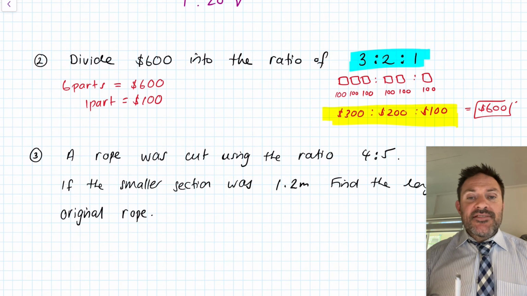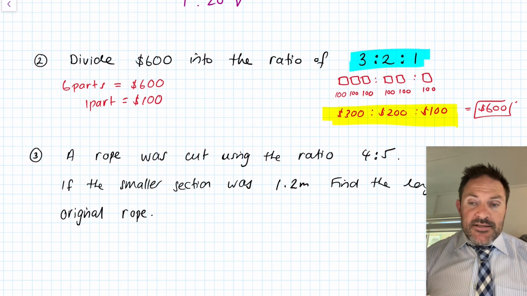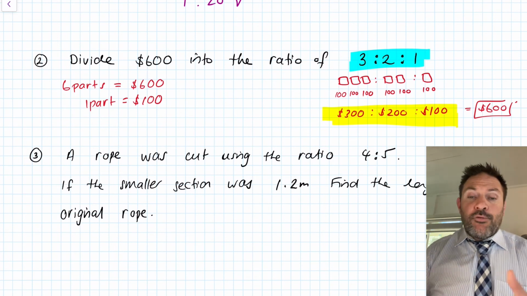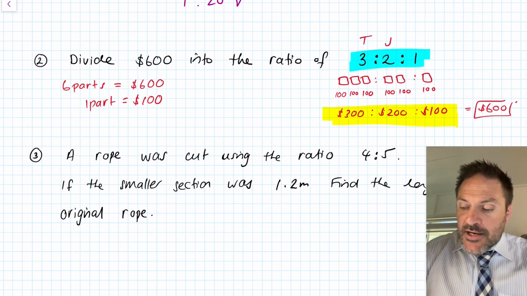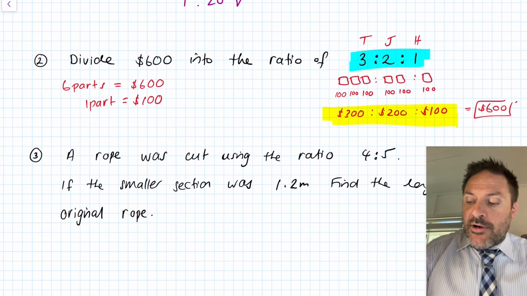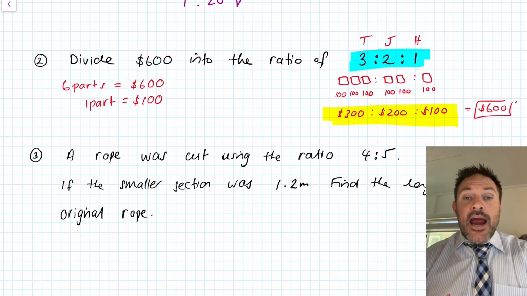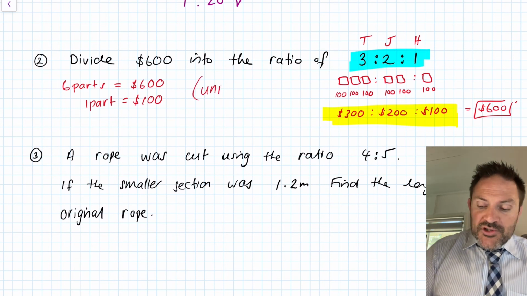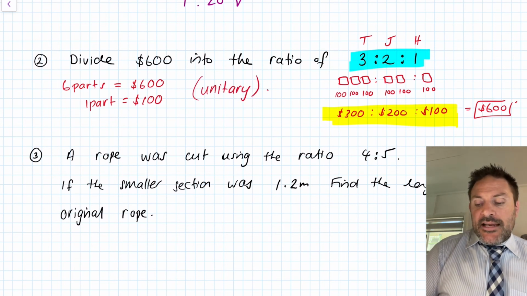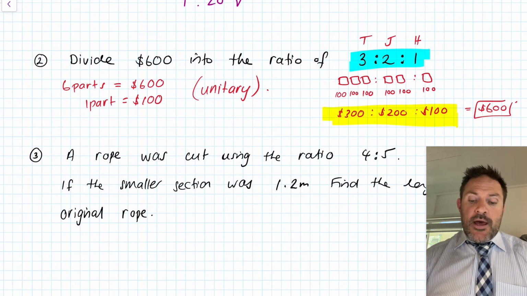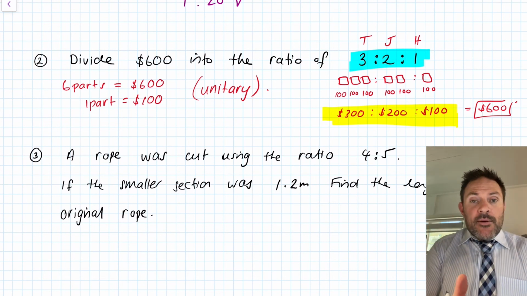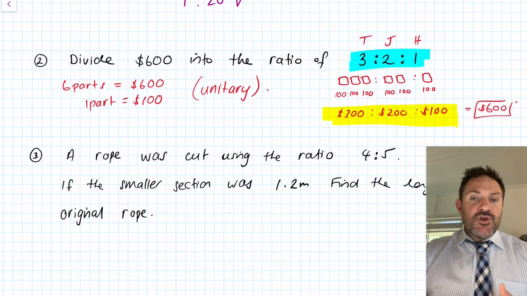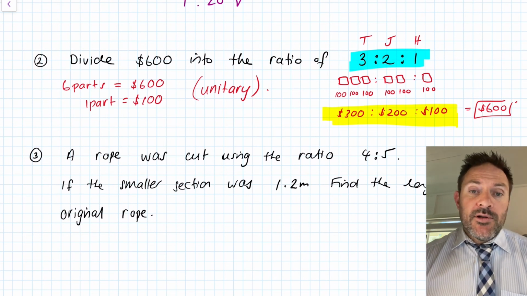Now, it might have said, what is the smallest amount, okay, which would be $100. What is the biggest amount? $300. They might give you names, Tom, Joe, and Harry, and they might ask how much Harry got or Tom got. So just read the question, but also remember this is what we refer to in year 7 and 8 as the unitary method. We start with a total amount of parts, we find one part, then that allows us to find 3 parts, 2 parts, 1 part, or however many parts that we would like to find.